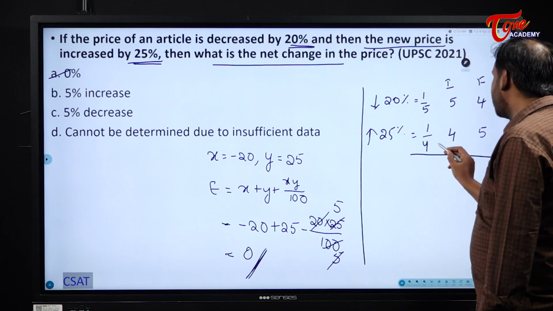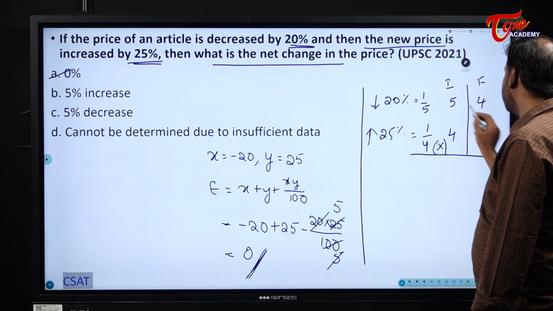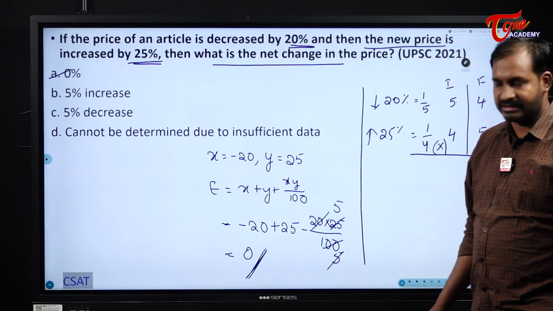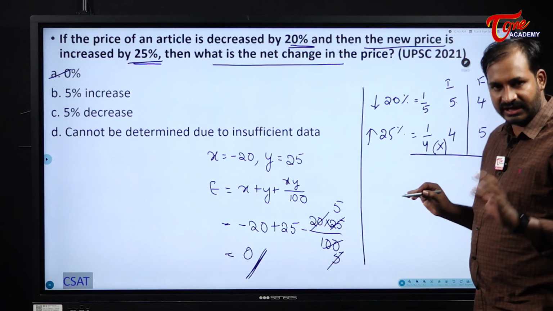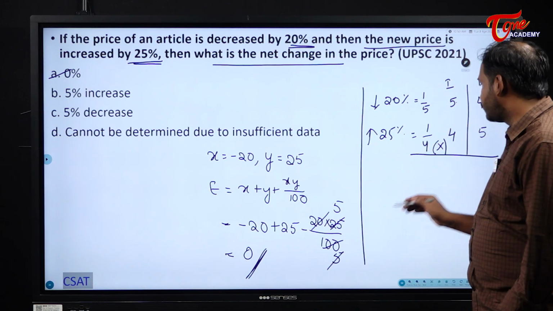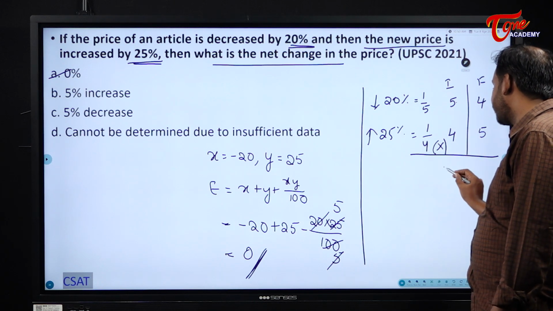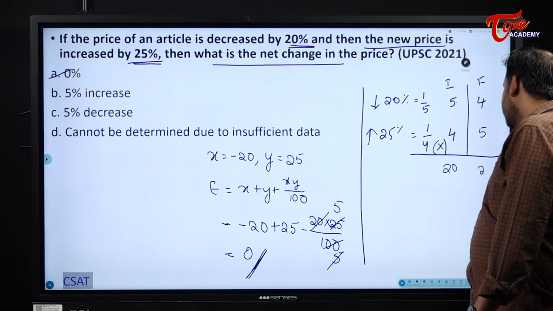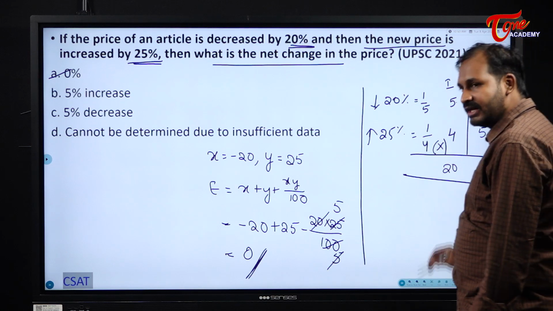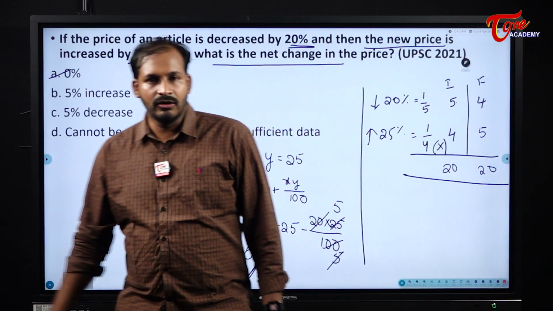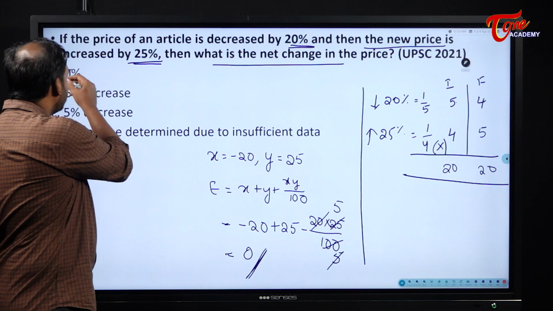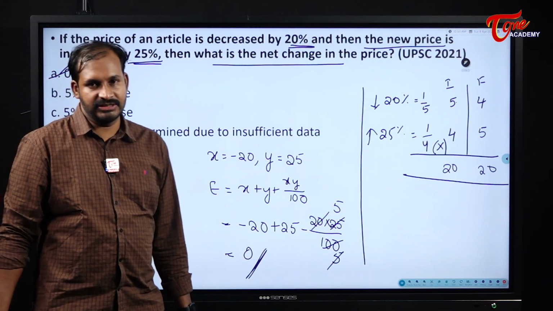Now see here, when I multiply these two things, as I already told you, if anything is cancelable you can cancel it. Actually 5, 5, 4, 4 you can cancel, but to avoid confusion, I will multiply: 5 4s are 20 and 4 5s are 20. So initial is 20 and final is 20. Is there any change? No change. So you can also write your answer as 0%.